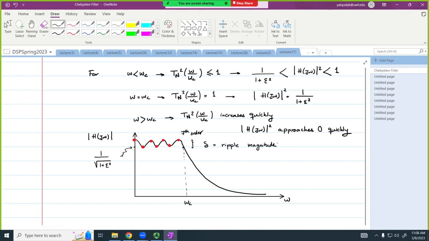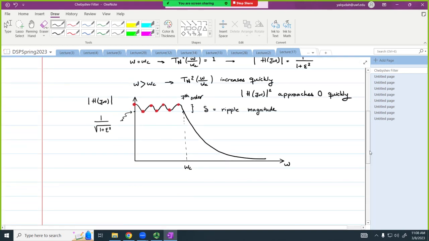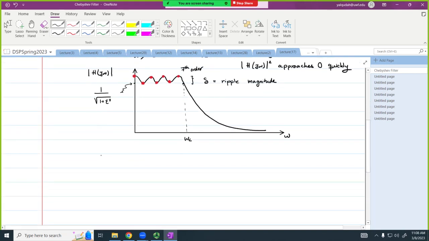So therefore, let's write a few observations or some properties of the Chebyshev filter. The first is that the ripple factor epsilon controls the amount of ripples and the steepness of the drop.